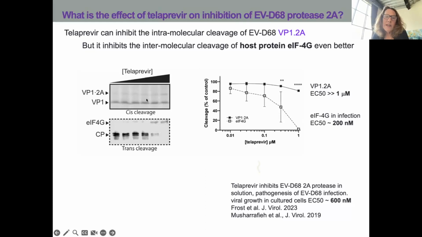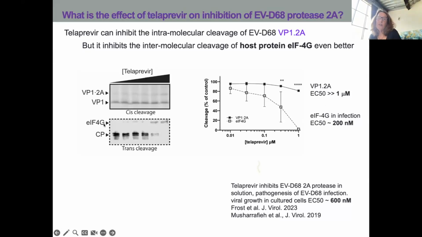So here we're looking at an experiment like I told you before. Here's the accumulation of VP1-2A from AViDD68. You can see just a little bit of precursor there. As you increase the amount of telaprevir in the experiment, you see a little bit of inhibition of that cleavage. And you see here that it's very little inhibition, although it is a little bit inhibited, but the EC50 is greater than 1 micromolar.